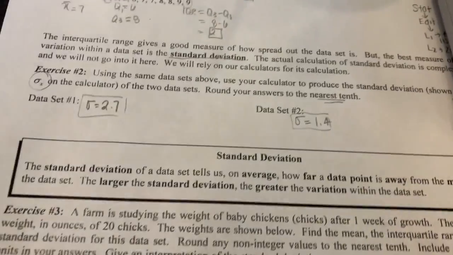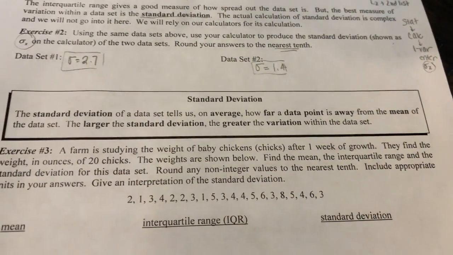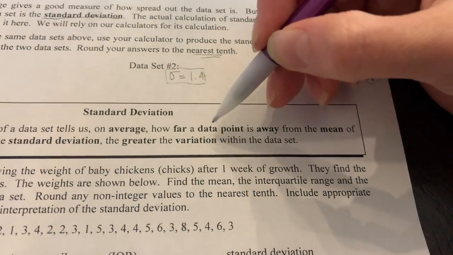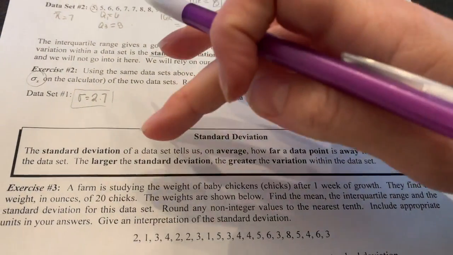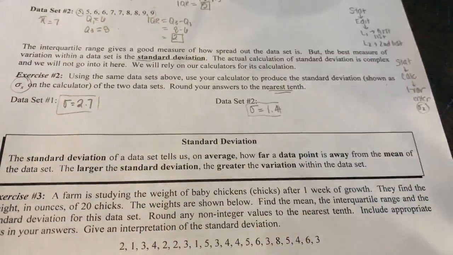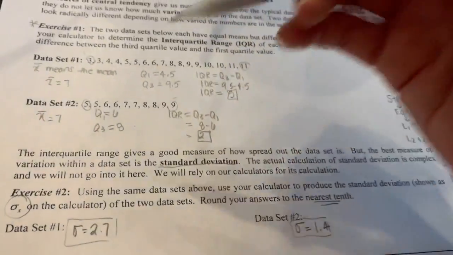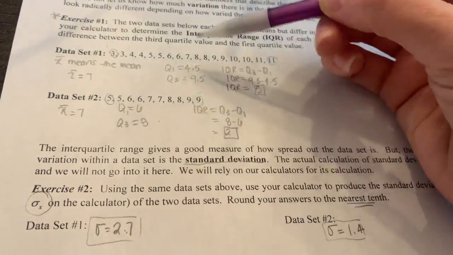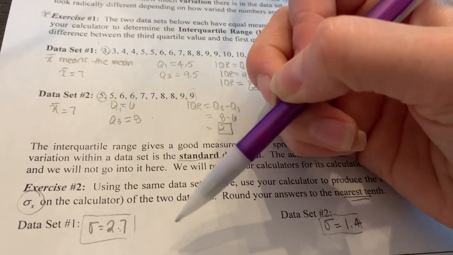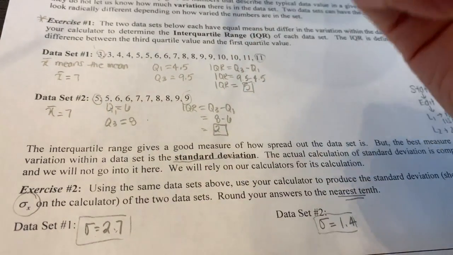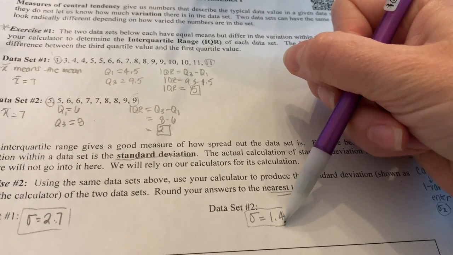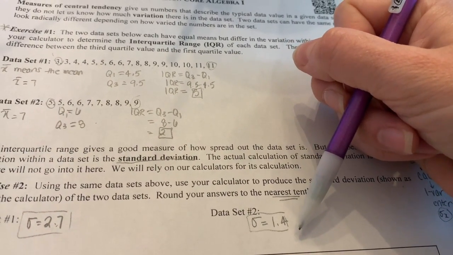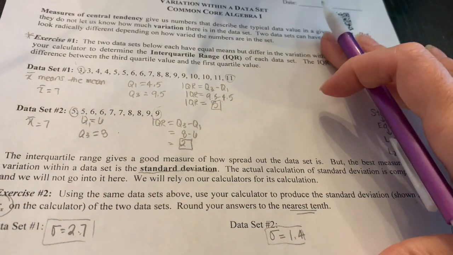Okay? So what it really tells us is, on average, how far a data point is away from the mean of the data set. So like I just said, the larger the standard deviation, the greater the variation is within the set. So on average, these data points are about 2.7 away from the mean, which is 7. But in this data set, they're only 1.4 away from the mean, which was 7. Okay?